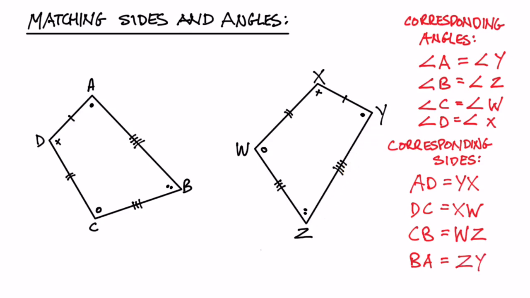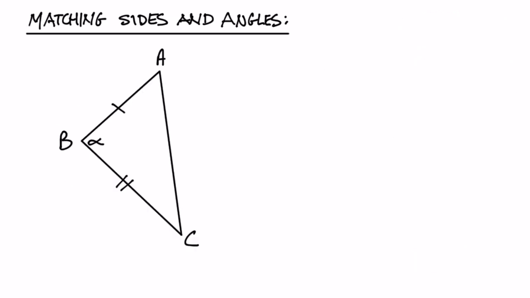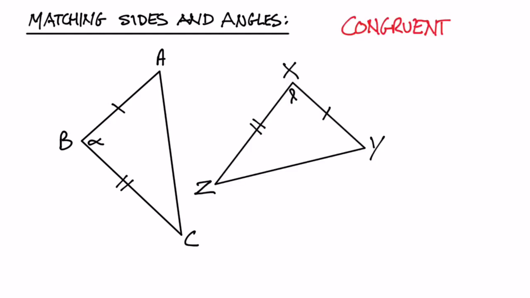You can see that it matters the way that they're named, the order we put them in, that you can identify matching or corresponding angles or matching or corresponding sides. Now that becomes important, like I said, when we start to talk about congruent triangles. We'll talk about what congruence means later, but for the sake of this example, trust me when I say these 2 triangles are congruent. Now that means they are exactly the same shape and size.